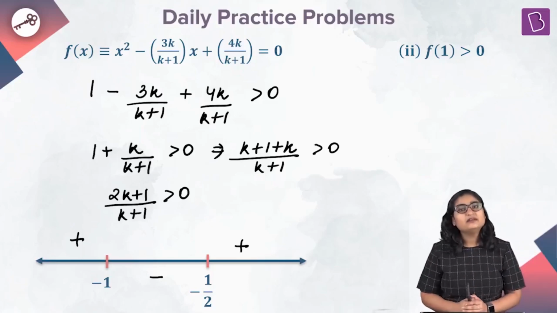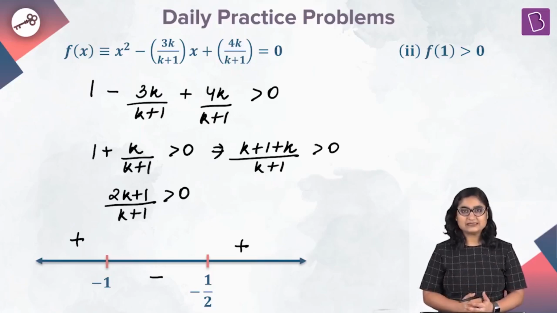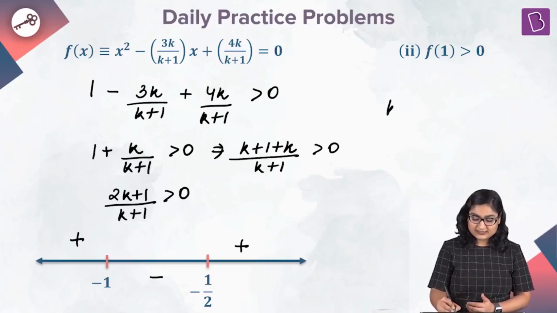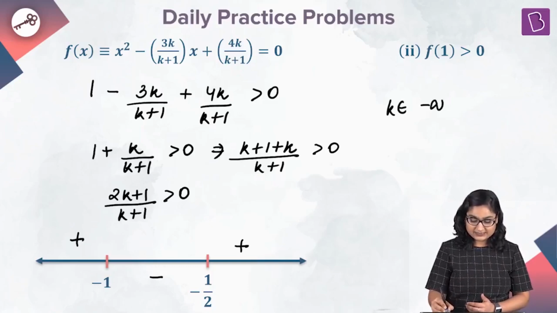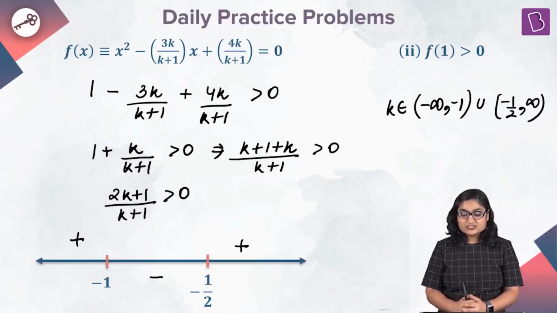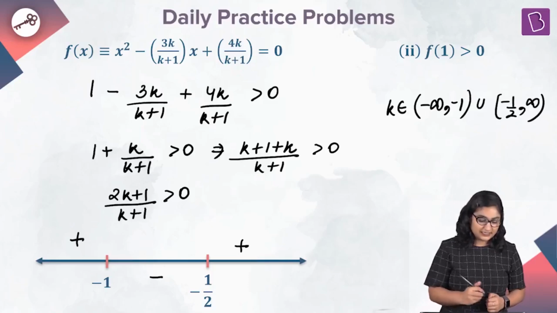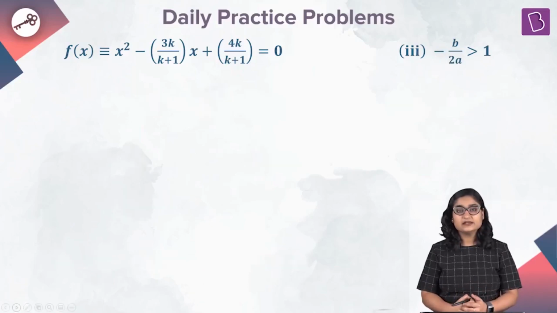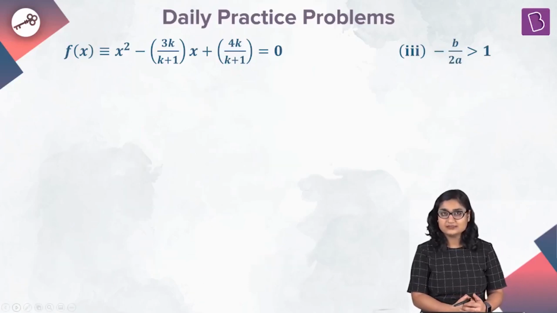But I'm looking for the interval where this expression is greater than 0. So what we'll get is k belonging to the interval minus infinity to minus 1, open at both, union minus half to infinity, open at both. So we have got the interval for the second condition. Moving on to the third condition, negative b by 2a greater than 1.